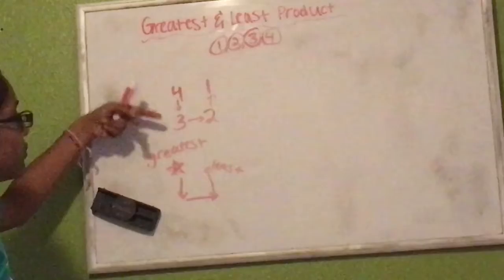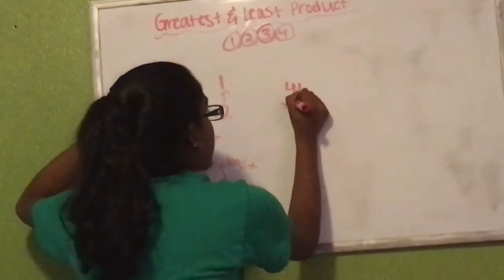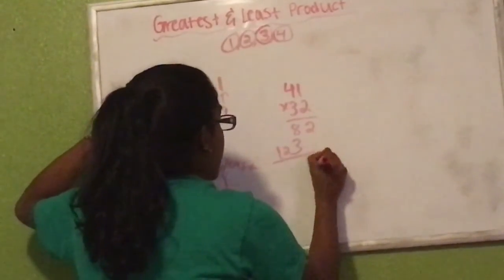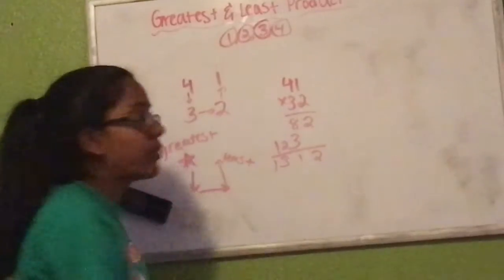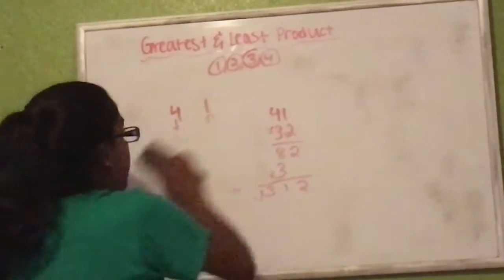Now, these are our 2-digit numbers. So we have 41 times 32. And that gives us our greatest possible product, which is 1,312. Now let's try it again with another set of numbers.